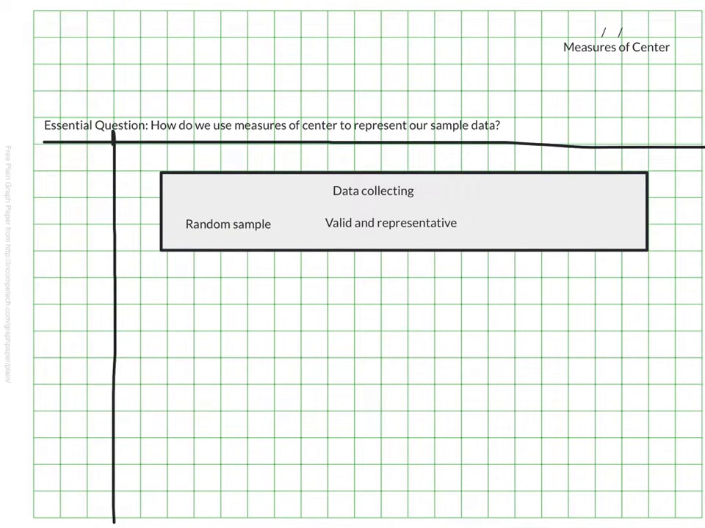When we are collecting data, we want to make sure that we have created a random sample. So we're going to make sure we have that every time. We want to make sure that our data is valid and representative of the group we are using. And then we need to figure out the best way to present the data. And one way is to use a measure of center.